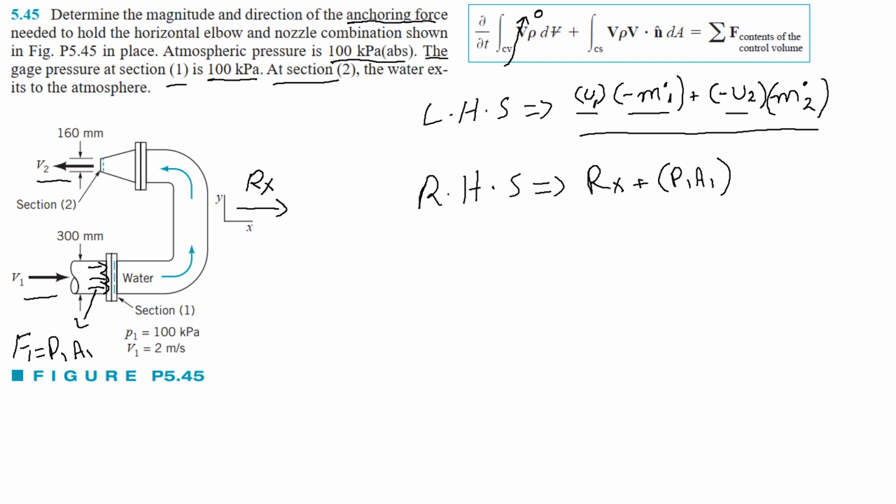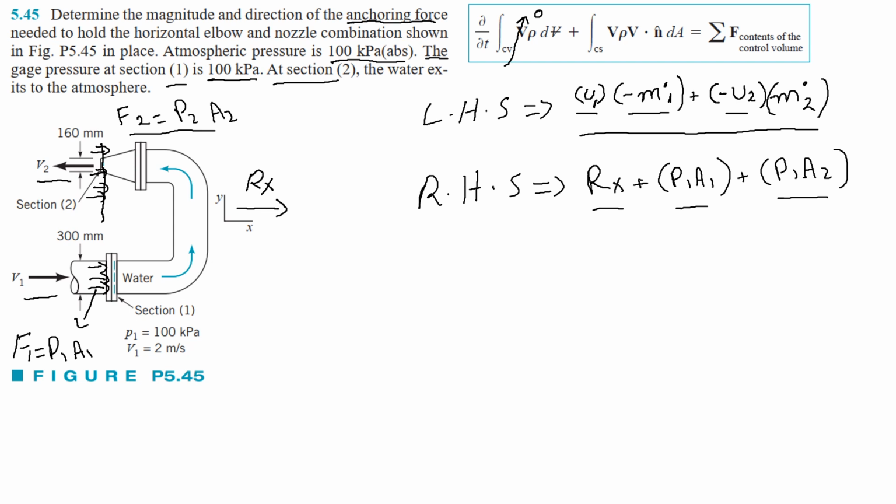Now my section 2 is exposed to atmosphere, so this is my section 2, and this will be the pressure force on section 2 from the outside by the atmosphere. So there F2 will be equal to P2 A2. This is again along the positive x-axis, so this will be plus P2 A2. So this is how the right hand side of my equation will look.